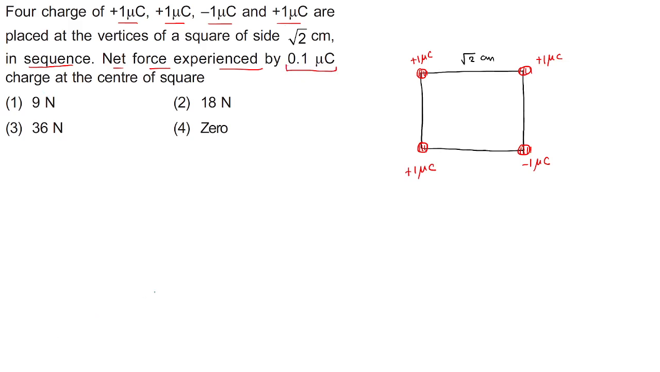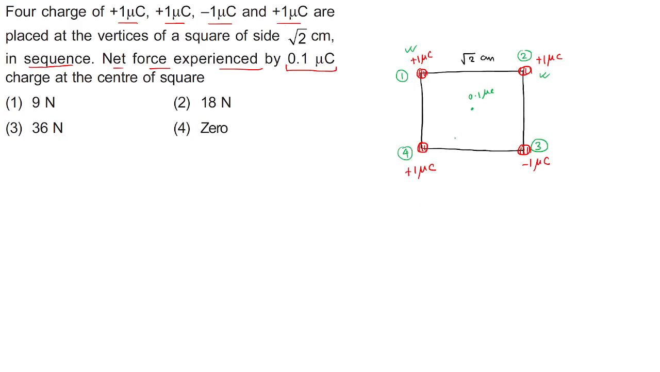the 0.1 microcoulomb charge at the center of the square. So at the center of the square there is a 0.1 microcoulomb charge, and we have to find the net force experienced by this charge. These four charges will exert force on it. Suppose I name the charges as particle 1, particle 2, particle 3, particle 4.